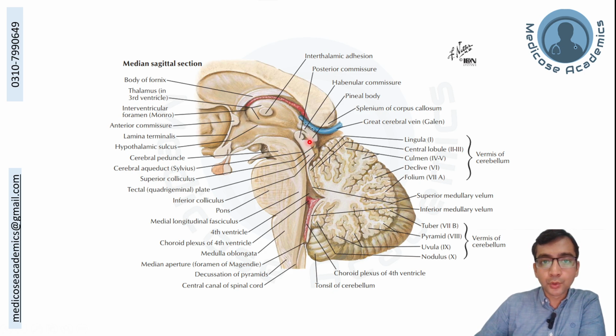Here are the two pairs of colliculi. These are called corpora quadrigemina or tectum, and that's it. The structures that are present above, we will see them later on in those respective areas.